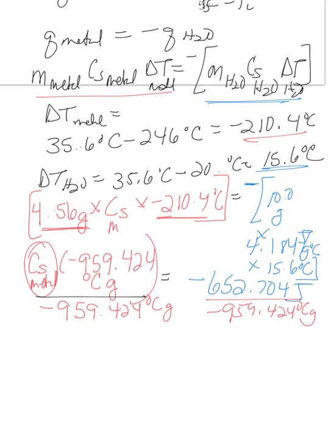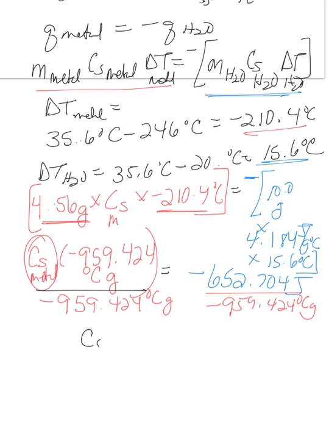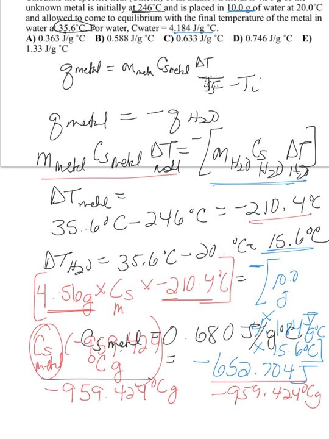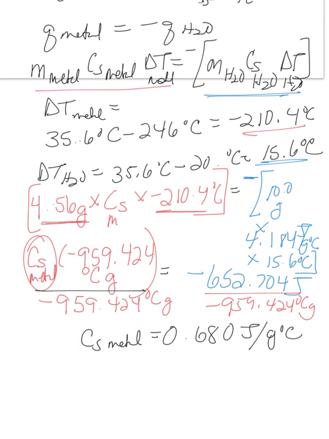And then the negatives cancel out to give you CS of the metal equals 0.680 joules per gram per degree Celsius. And if you look at that answer, it is not up there, so that is answer F. There you go.